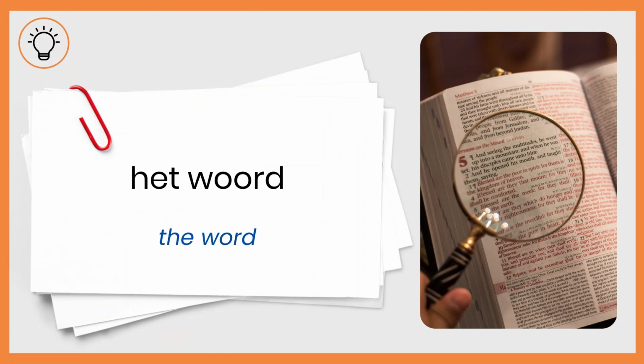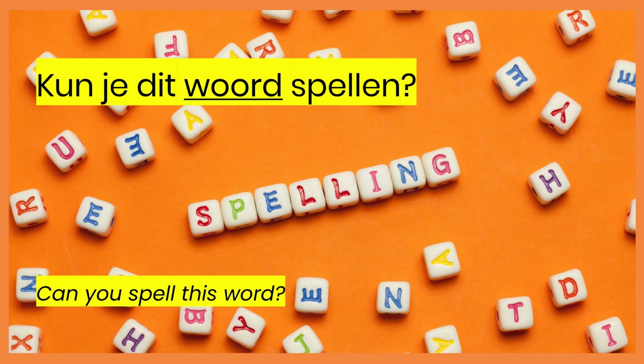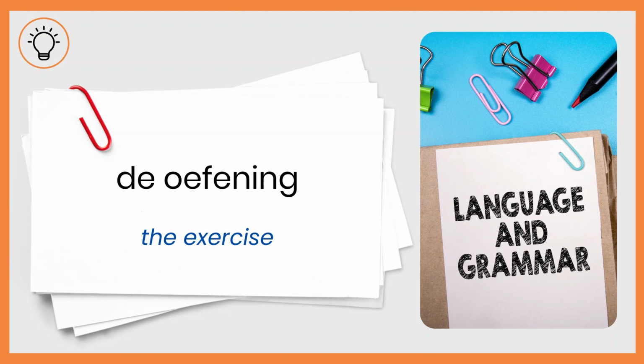Then we go to the word. The word. And that is in Dutch het woord. Het woord. So you see the word woord is preceded by het. Before we saw de, and here we see het. Later in the course I will explain that more. So het woord. Kun je dit woord spellen? Can you spell this word? Kun je dit woord spellen? Yes, exactly. Good.